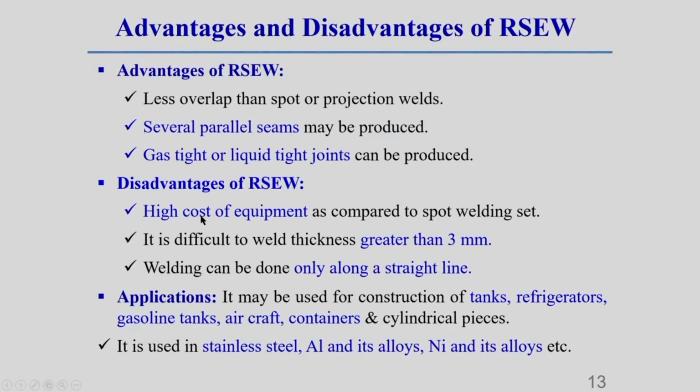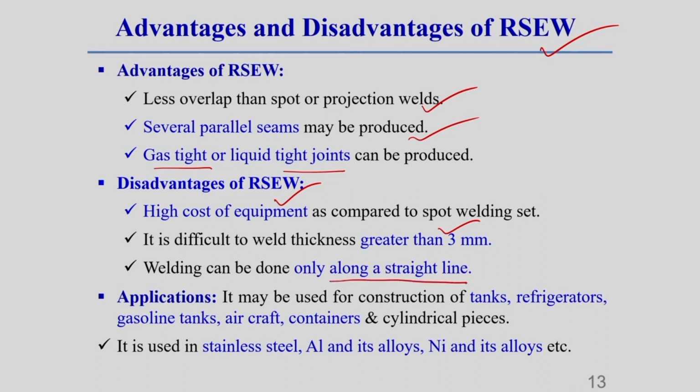Now, what are the advantages and disadvantages of this resistance seam welding? It has less overlap than spot or projection type welds. Several parallel seams may be produced by using this resistance seam welding process. This process can generate gas tight or liquid tight joints. The disadvantage of this RSEW process is that its initial cost is generally high, that means its equipment cost is high. It is a little bit difficult for plates thicker than around 3 millimeters, and it can be done only along a straight line.